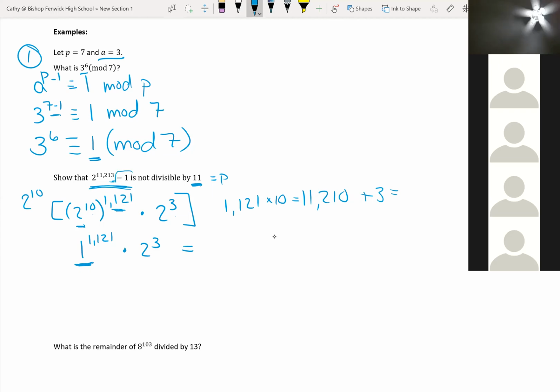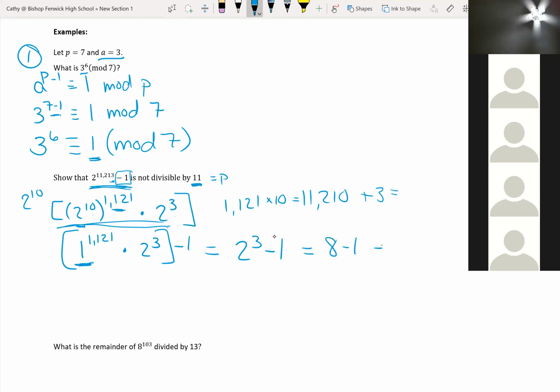But I forgot this part of the problem. So there's a minus 1 out there. So we'll bracket this, which doesn't change what was written in here. Then we're left with 2 to the third minus 1, and 2 to the third is simple. That's 8 minus 1 equals 7 modulo 11, which then tells us that this gigantic number, 2 to the 11,213 minus 1, is not divisible by 11 because there's a remainder of 7.